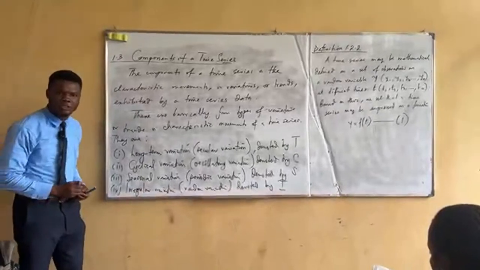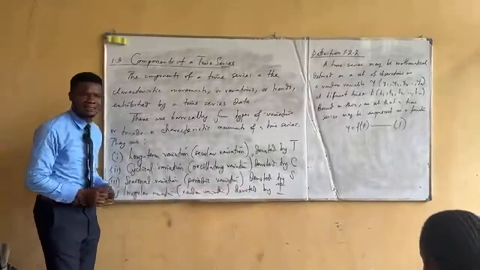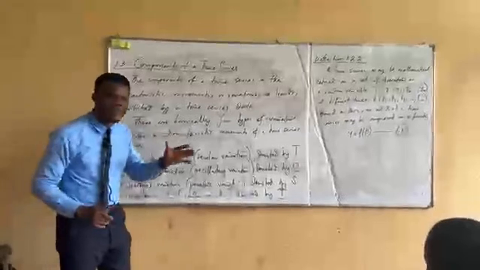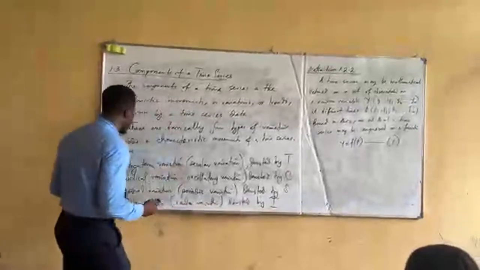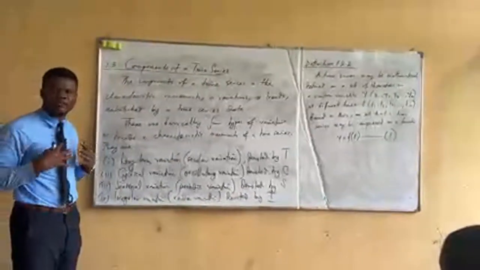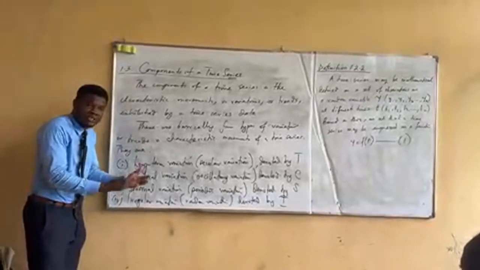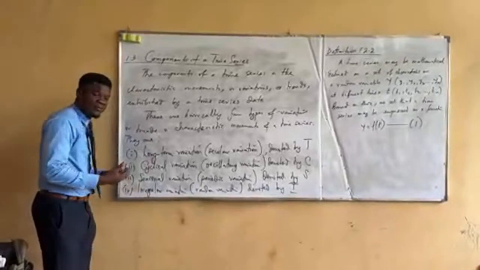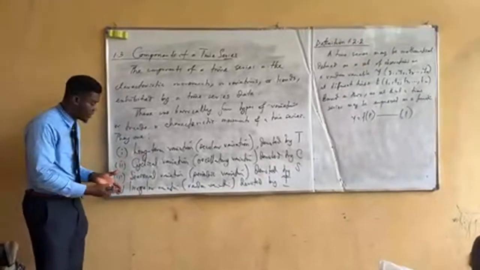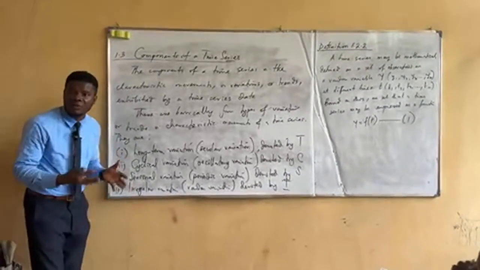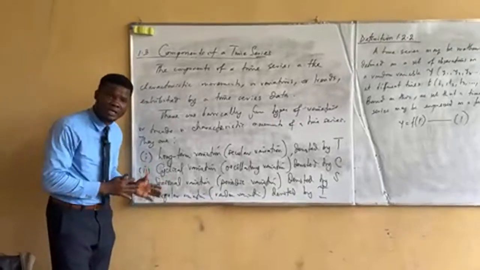Okay? Long term, cyclical, seasonal, and what? Irregular variation. So, when we talk about the components of the time series, we are referring to the 4 of them: the long-term variation, the cyclical variation, the seasonal variation, and what? The irregular variation. Please, I hope you are following class.